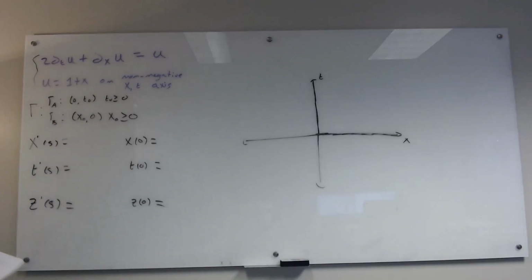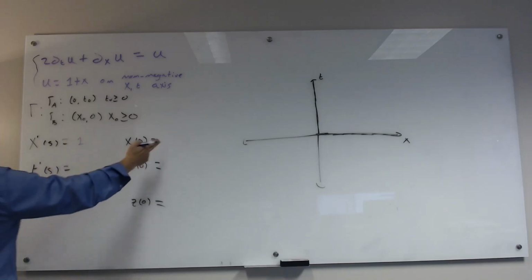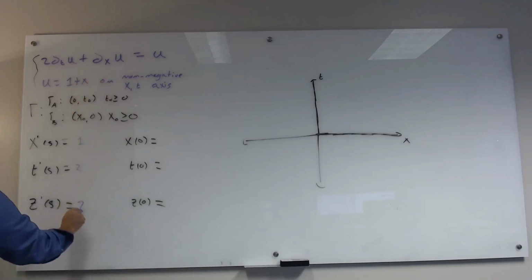Okay, so x prime is going to be the thing that multiplies the x derivative of u, which is 1. Okay, and now we're going to have to be careful on the right-hand side here. So t prime of s is going to be the thing that multiplies the t derivative, that's 2. And then z prime of s is going to be the right-hand side, so that is going to be 0.